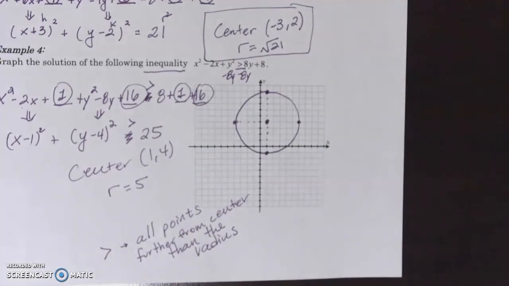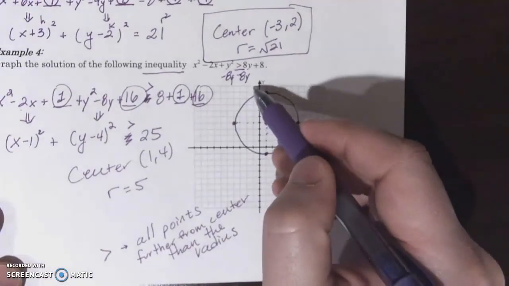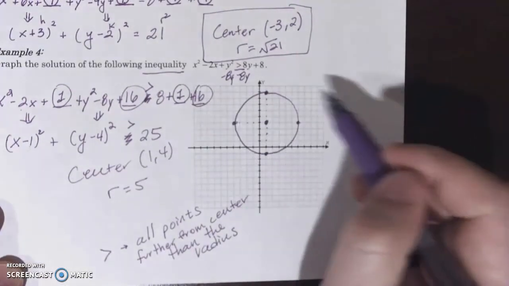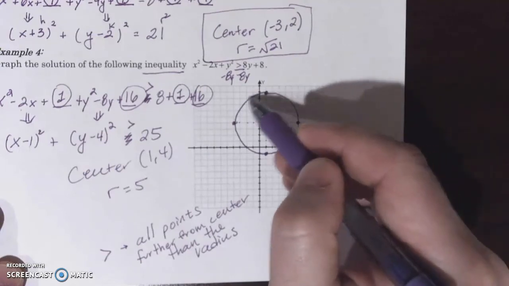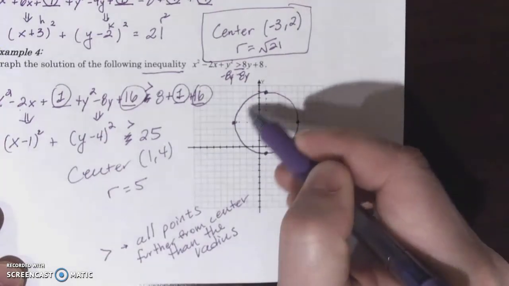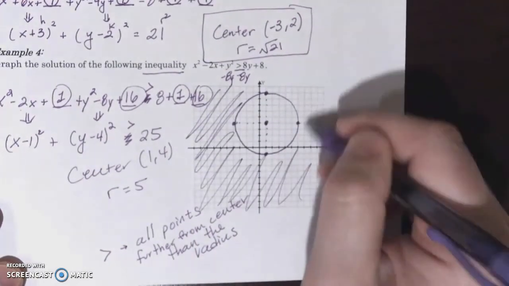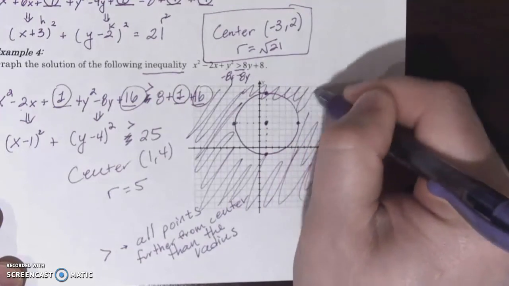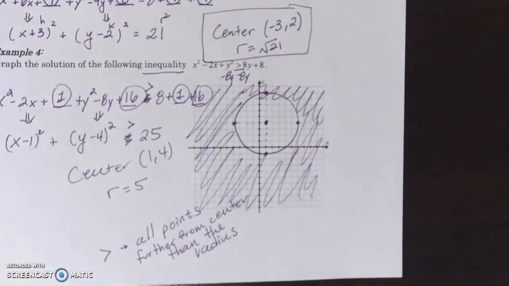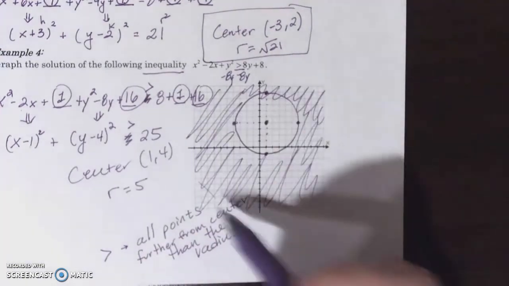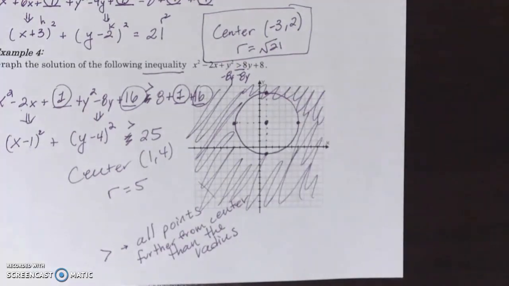If it was a less than, that would mean all the points closer to the center than the length of the radius. So greater would mean we want all the points outside of the circle. Further away from the center than 5. Every one of these points is a distance of 5 away from the circle. I want all of these points. The solution to an inequality is always some sort of shaded area, some sort of infinite amount of points. This shaded area is the solution to this inequality.